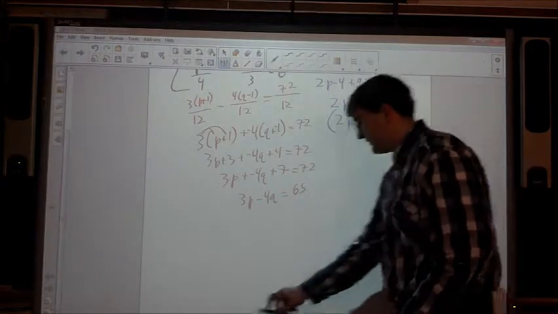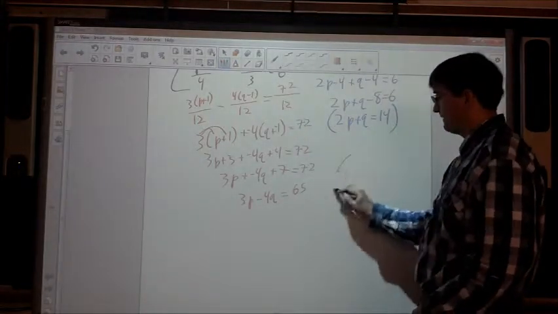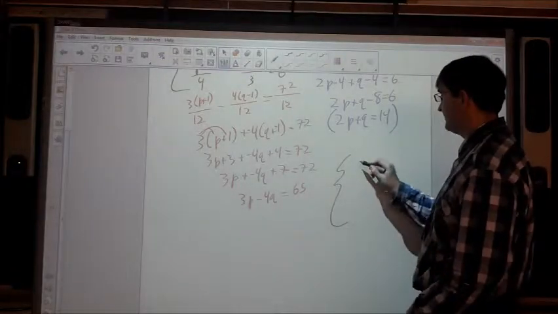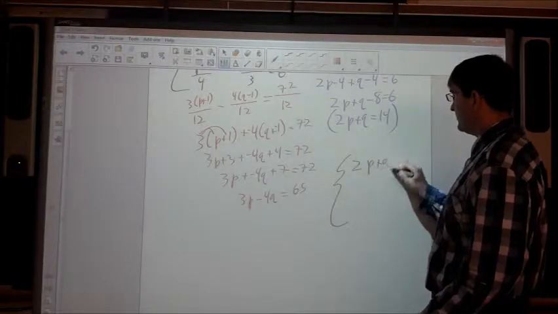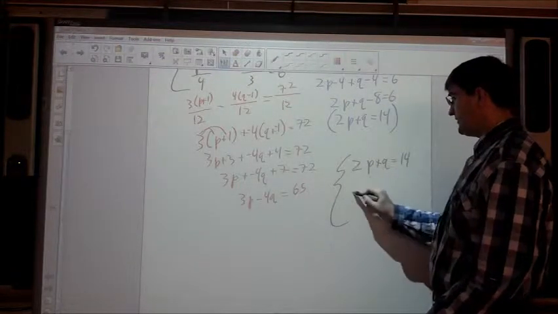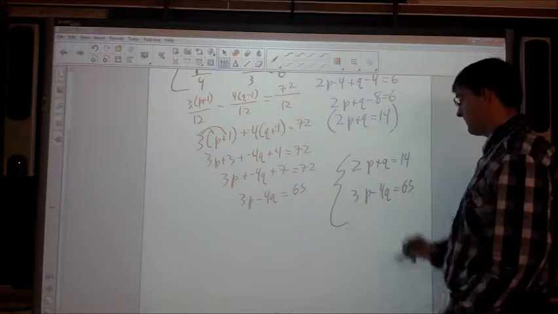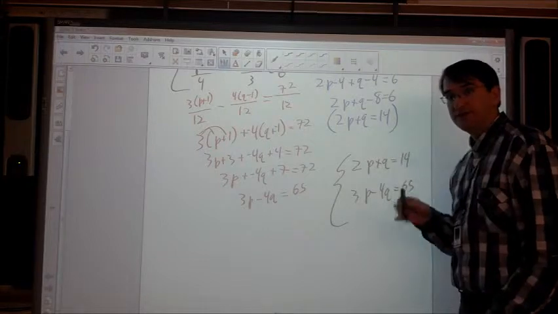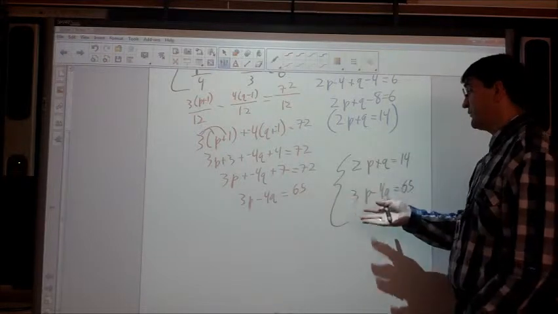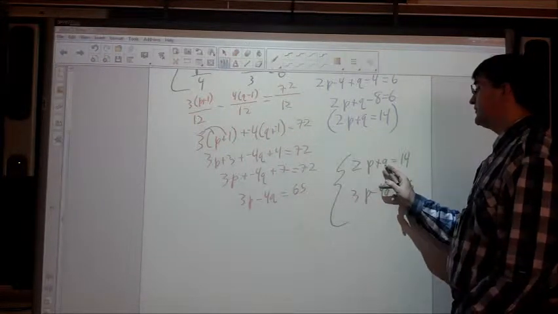So my new system then, my much more simplified system, would be 2p plus q equals 14, and 3p minus 4q equals 65. And this will be a lot easier to deal with. You can use substitution, elimination, maybe solve the top here for q.